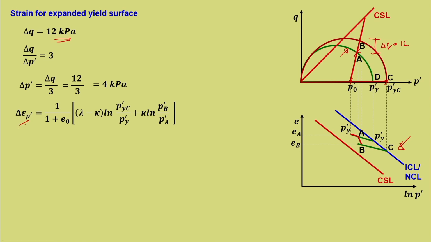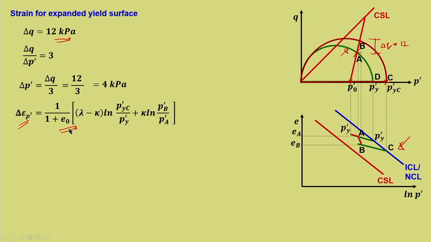Now, the total volumetric strain, which is inclusive of both elastic as well as plastic, is given. We have already derived this, we know how to obtain it: delta epsilon p dash is equal to 1 by 1 plus e naught. Please refer back to the lecture again. Lambda minus kappa ln p dash yc upon p dash y plus kappa ln p dash b upon p dash a. Now, what is p dash yc?